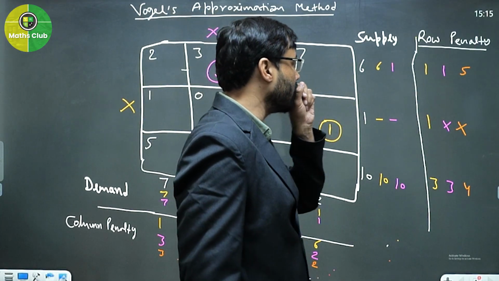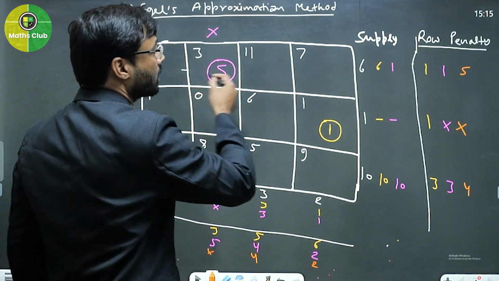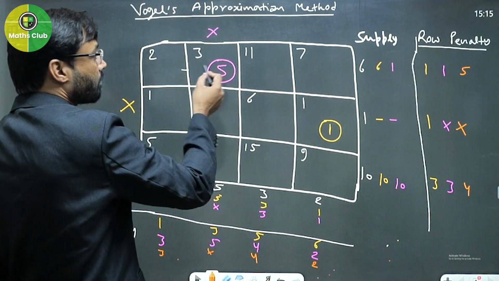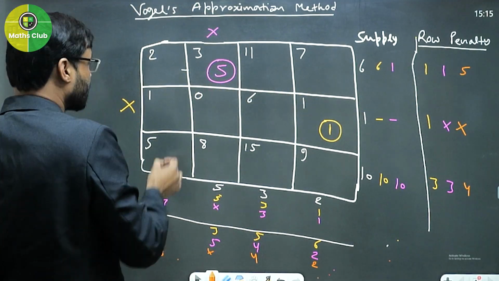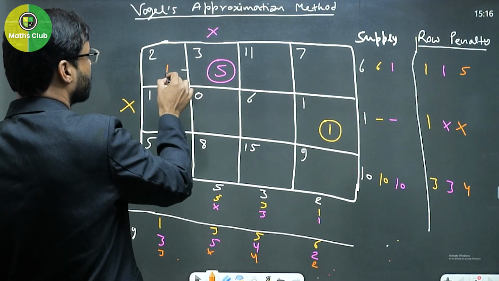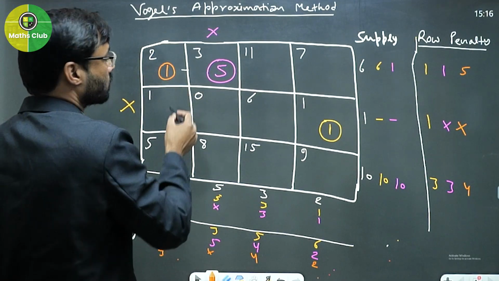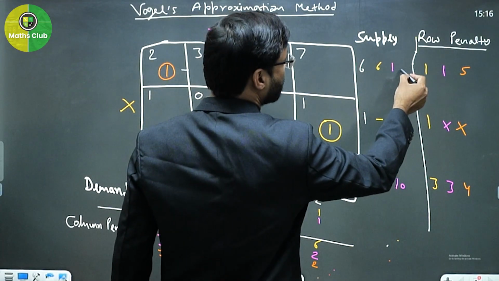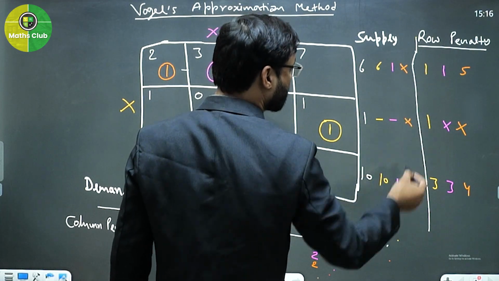5 is the maximum. So now go ahead, we have to allocate. And here 1 is the supply, and 7 is the demand. So yes, this cell can get the 1. So now this side also finished. So that is cancelled out. This side already been cancelled out.